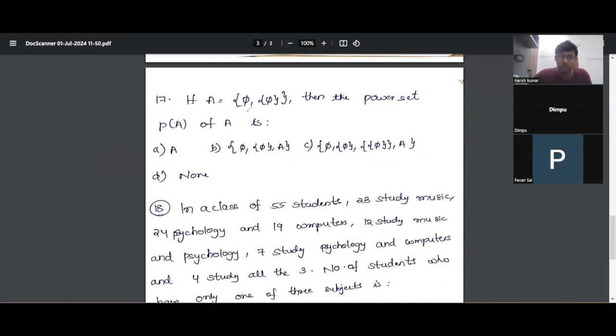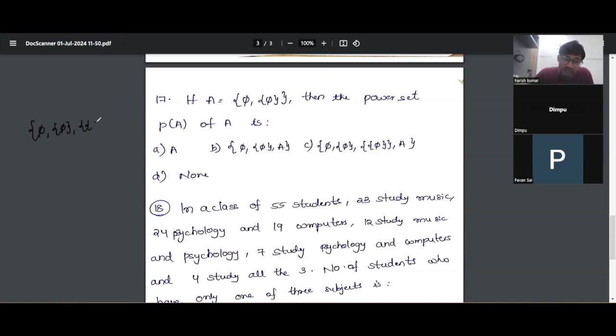If A is a set which contains null set and set containing null set, right? Then the power set is what? It is the set containing all the subsets, right? So ఏమేం సబ్సెట్స్ ఉంటాయి? ఫస్ట్ నల్ సెట్ ఒక సబ్సెట్ వచ్చేస్తుంది, రైట్? తర్వాత set కంటైనింగ్ నల్ సెట్ ఒక సబ్సెట్ వచ్చేస్తుంది.